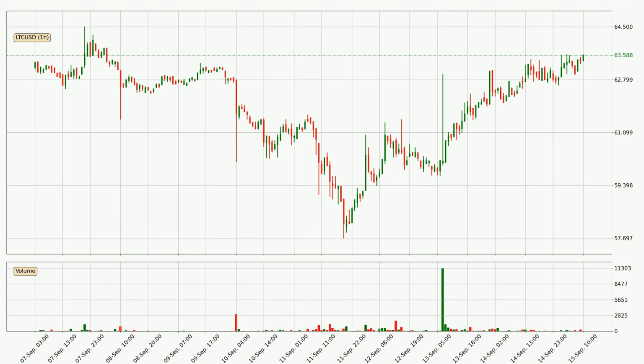By taking a look at the hourly time frame for Litecoin, the price moved up around 1.8% in the last 24 hours, with a current price of 63.6. But the volume wasn't very high, so the move wasn't very strong.